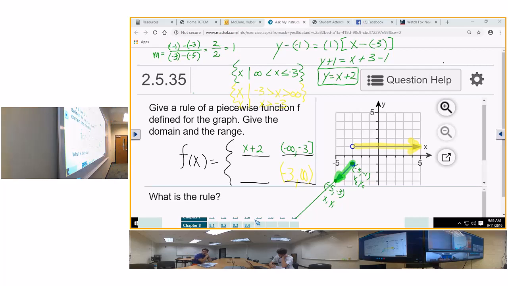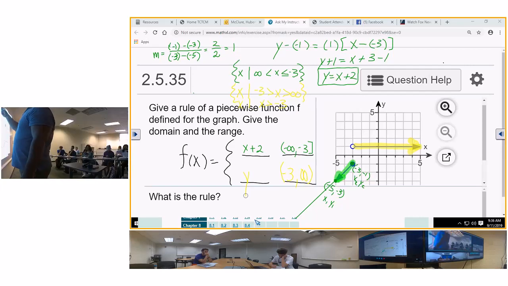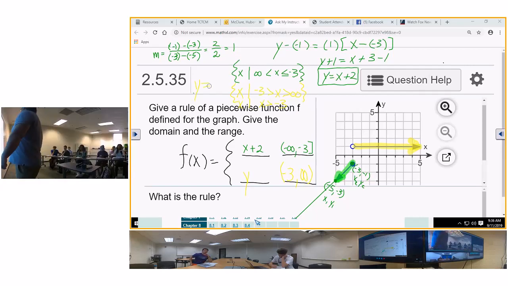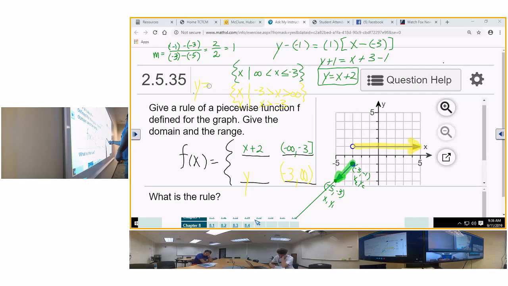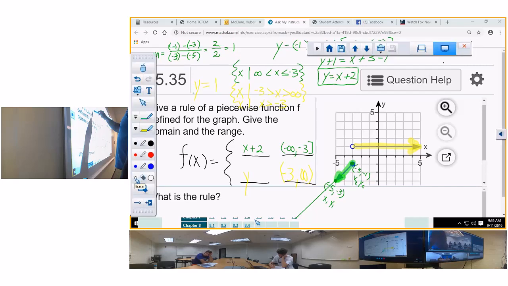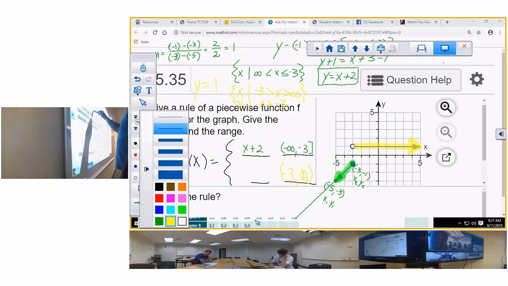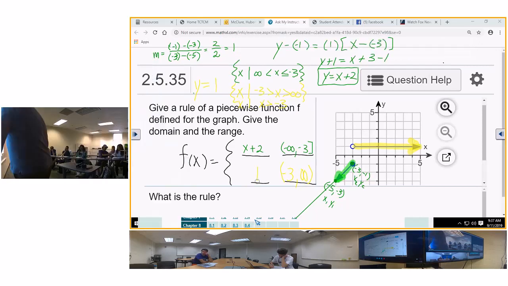Now this is easy. If you get a parallel line, that means y is equal to a number. What's the number? 1. Y is equal to 1. So all you need to do down here is put 1. I'm going to put it in yellow so you'll know it goes with that, and that's it.